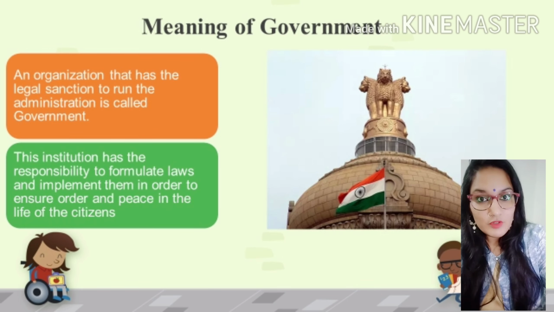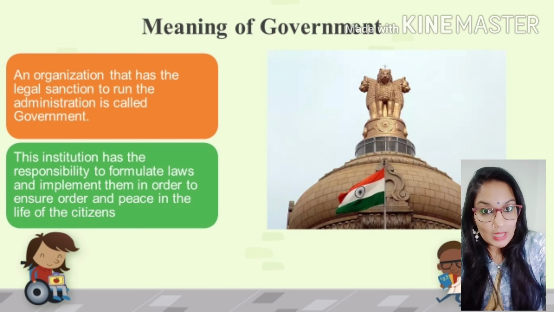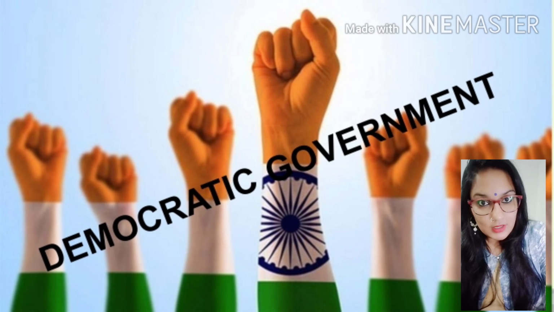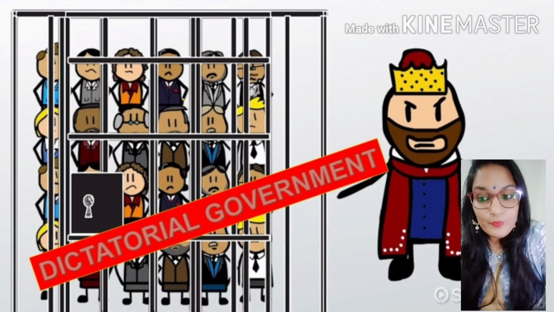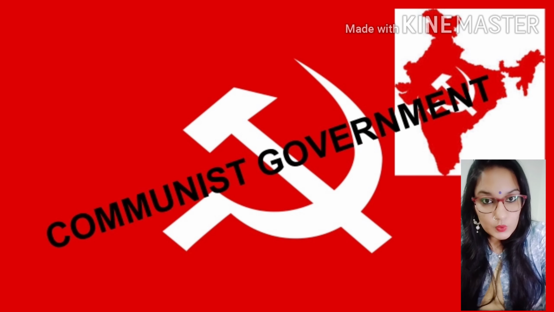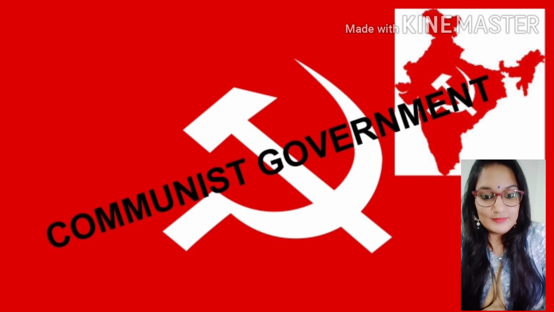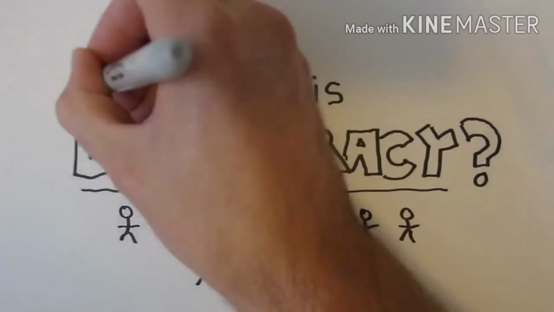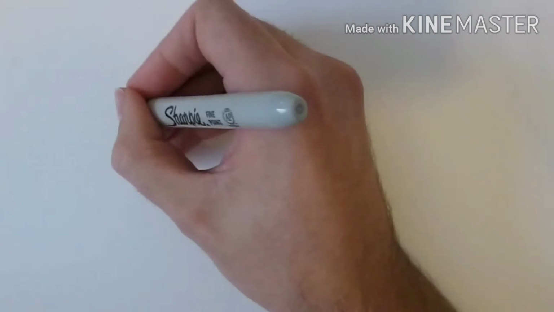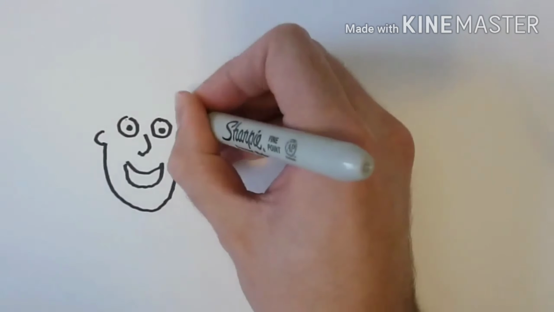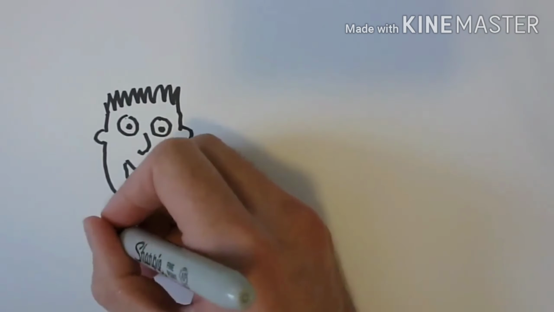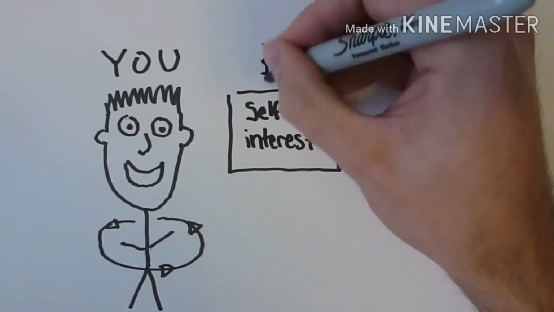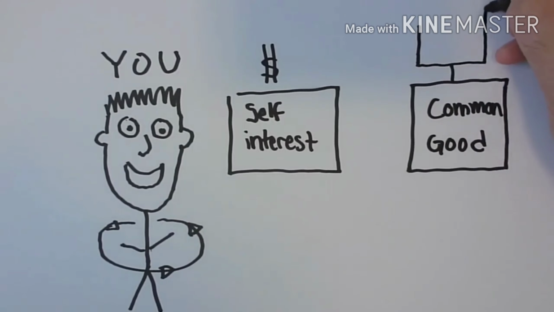The names which I will be taking now are the three main types of government, and they are very important. The first one is democratic government, the second one is dictatorial government, and the third one is communist government. What is democracy? Students, democracy is formed by the people, and it's believed that it works for the welfare of the people. The focus of a democratic government is to make sure it revolves around you. Your self-interest, your needs, it takes care of each and everything.